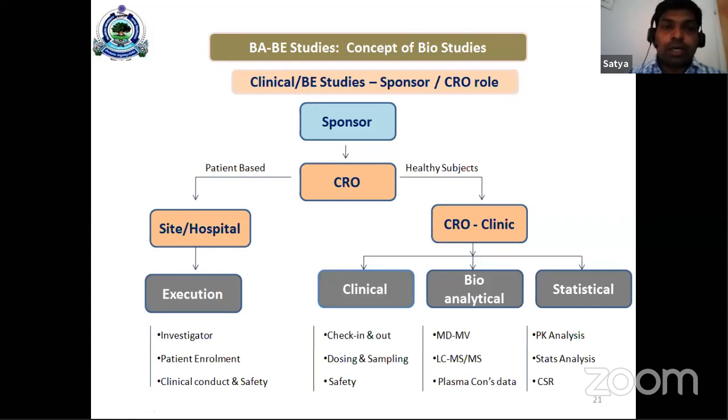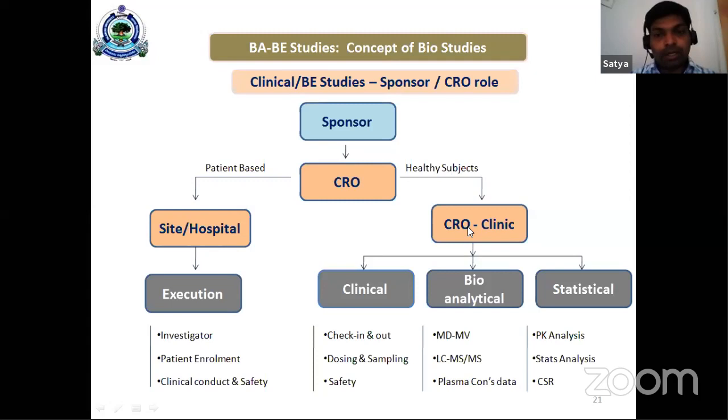If I were the sponsor, I would assign the work to CROs and evaluate the properties of the molecule. If it requires patients, as I said, such as an oncology drug or any topical or antipsychotic, which cannot be measured in healthy subjects, then go for patients. Otherwise, always prefer healthy subjects. If it goes for a patient-based study, as I mentioned in my previous slides, it needs to be conducted in hospitals or sites, and the investigator will be responsible for conducting the studies. Patient enrollment and the clinical conduct will take place at the hospital level. Whereas in healthy subject studies, you have to coordinate with the CRO.